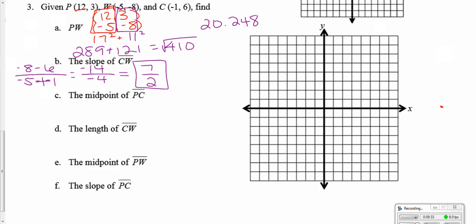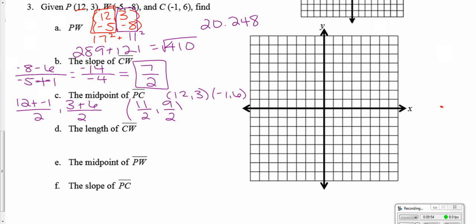For the midpoint of PC, I want to take both my points. I'm going to write them out to make it a little bit easier. Remember, I add my x's, and I divide by 2. And I add my y's, and I divide by 2. My answer here is 11 over 2, 9 over 2, which, if you want it in decimals instead of fractions, is 5.5, 4.5.